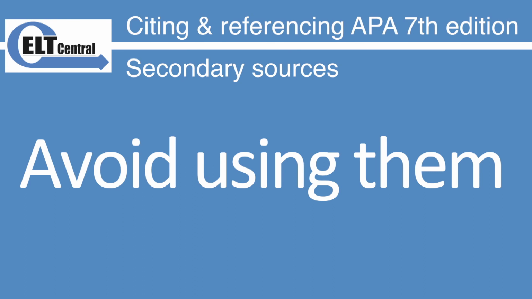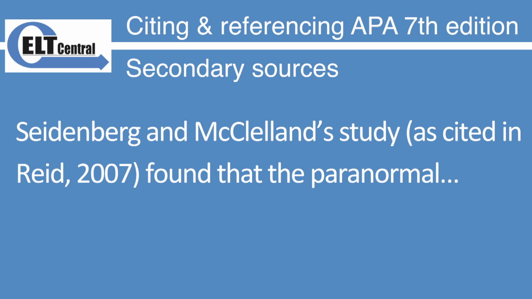Right, what about secondary sources? My advice is don't use them. However, if you really must, say for example you read an article by Alex Reed, where he cites information from Seidenberg and McClellan's study, and you refer to Seidenberg and McClellan's work in your assignment, as we can see here in brackets, as cited in Reed, 2007, you acknowledge Seidenberg and McClellan in the text. However, in your reference list, you reference Reed's work because that is where you found the information. I hope that's clear. Again, my advice is don't use secondary sources, go straight to the horse's mouth.